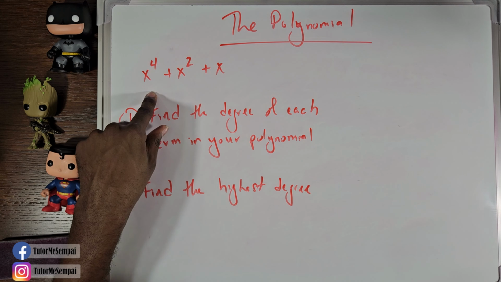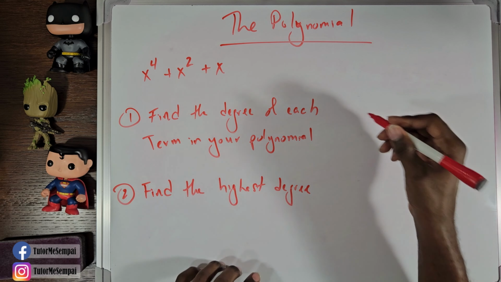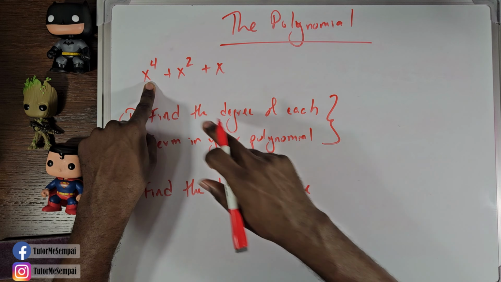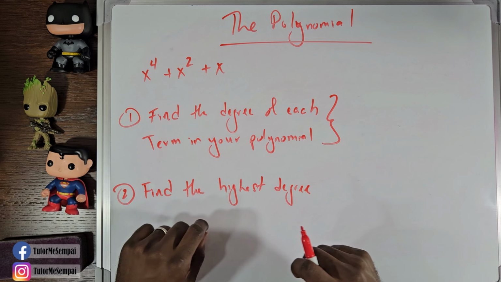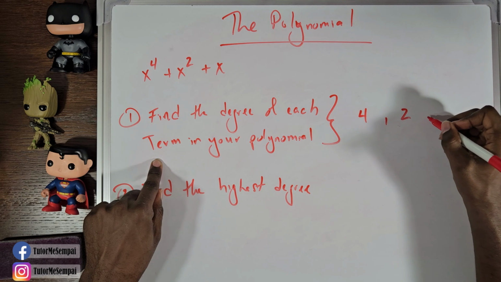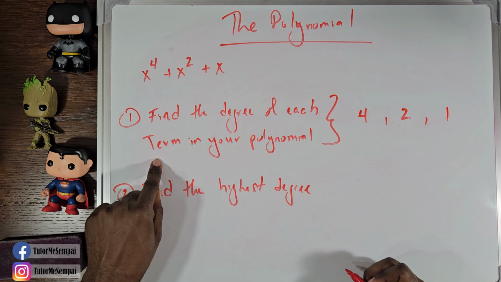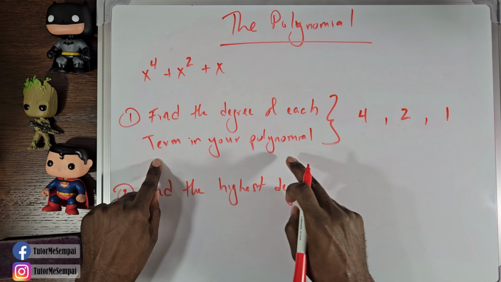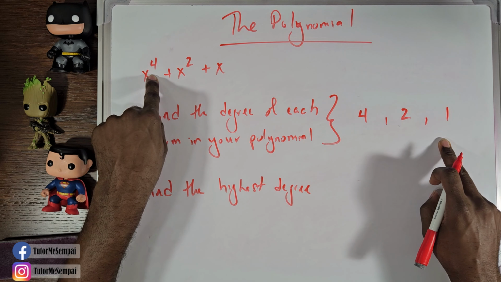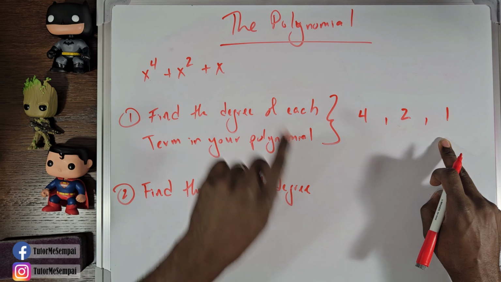So let's look at this very simple example here. If we were to apply step 1 to all of these terms, you would have what? 4, 2, 1. The degree of each term in your polynomial is going to be 4, 2, and 1. You have 4 for that exponent, 2 for that, and 1 for that.